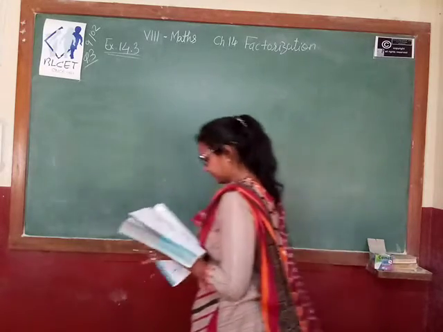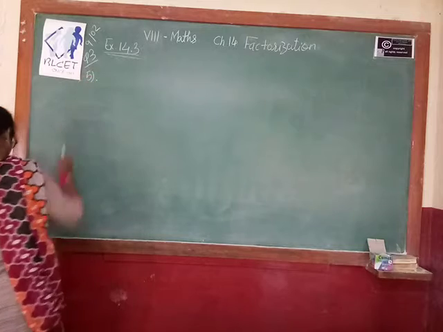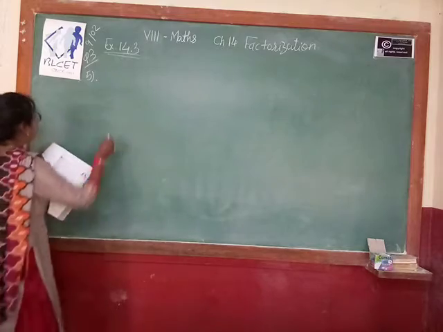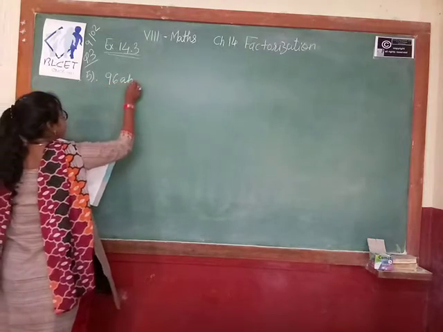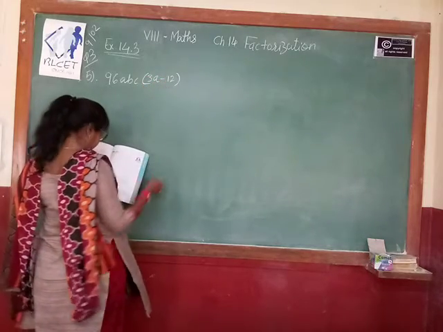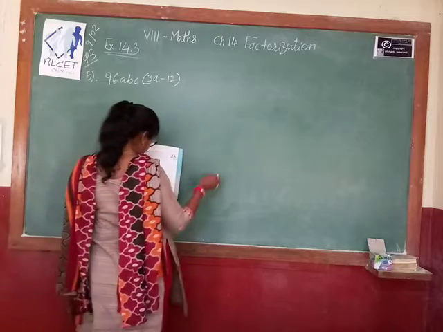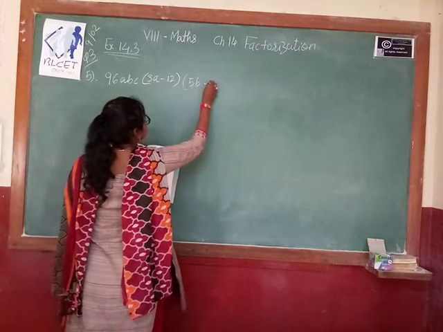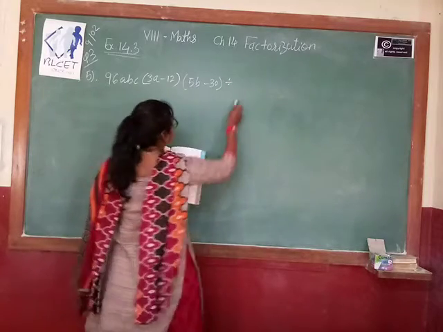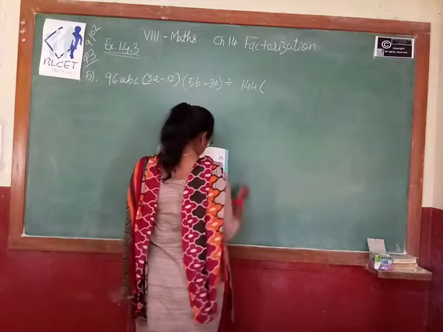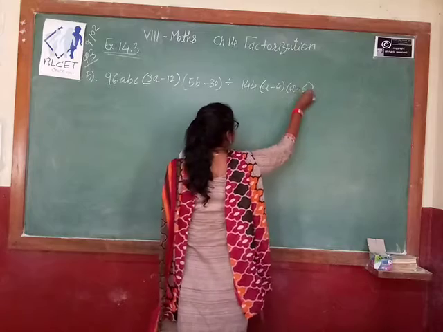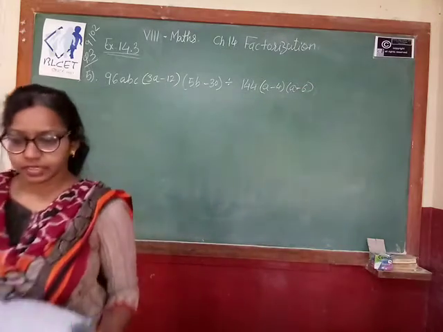The question is, 96abc (3a minus 12)(5b minus 30), whole divided by 144 (a minus 4)(b minus 6). Let's see how to do the division.